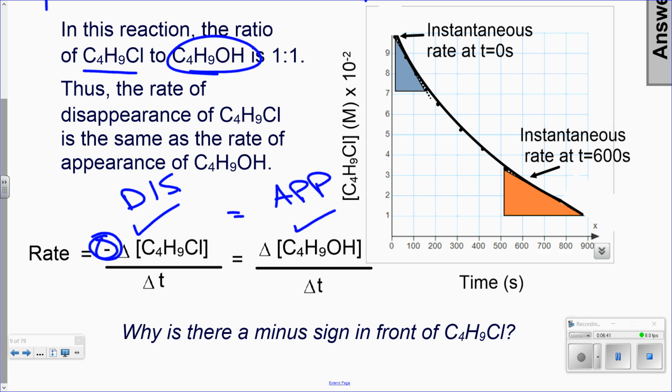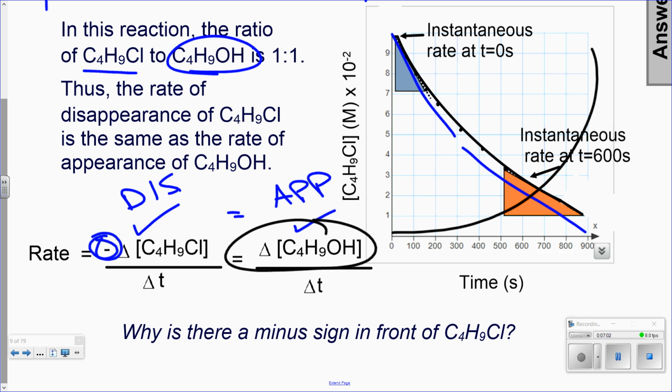Why is the minus sign in front of that? Because we're losing it. So that negative means something there. The loss is obviously negative, and therefore you see negative slopes here. That makes sense. Now, what if we were to graph the product? We would see the opposite, where we have positive slopes at any instant.